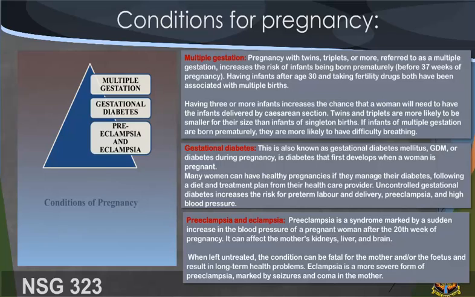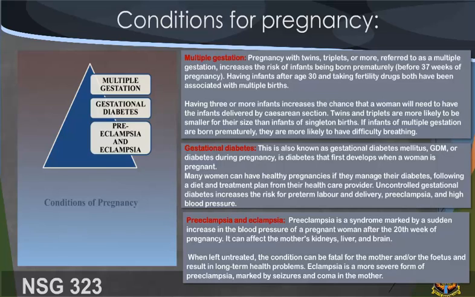Gestational diabetes. This is also known as gestational diabetes mellitus, GDM, or diabetes during pregnancy. It's diabetes that first develops when a woman is pregnant. Many women can have healthy pregnancies if they manage their diabetes following a diet and treatment plan from their healthcare provider. Uncontrolled gestational diabetes increases the risks for preterm labor and delivery, preeclampsia, and high blood pressure.